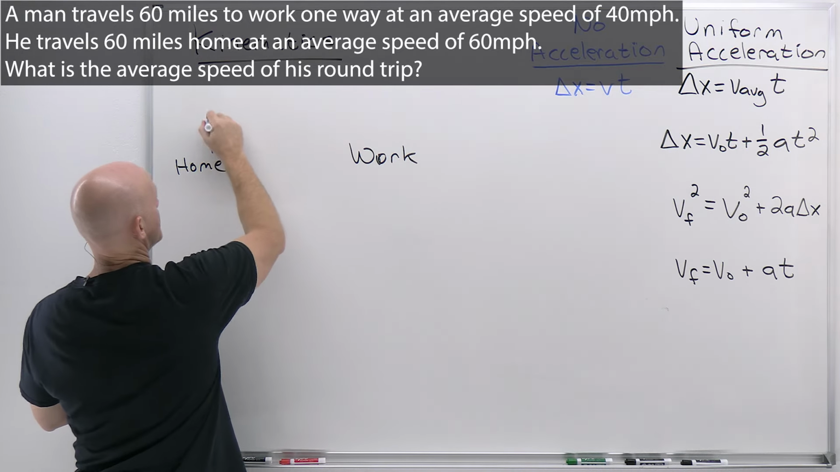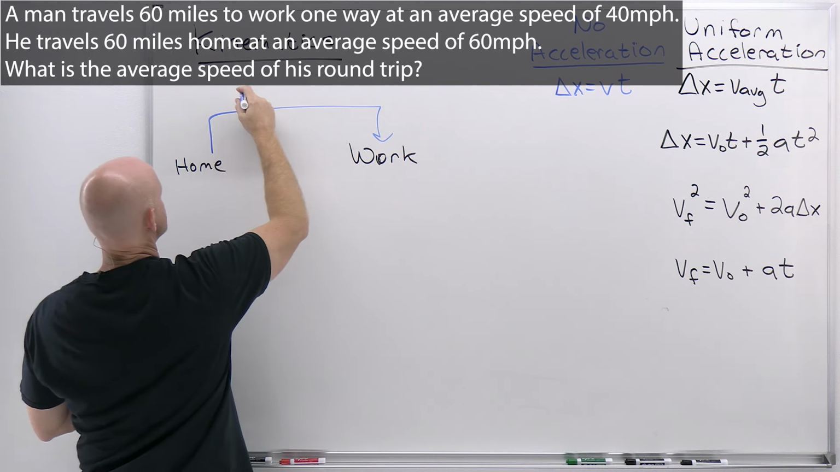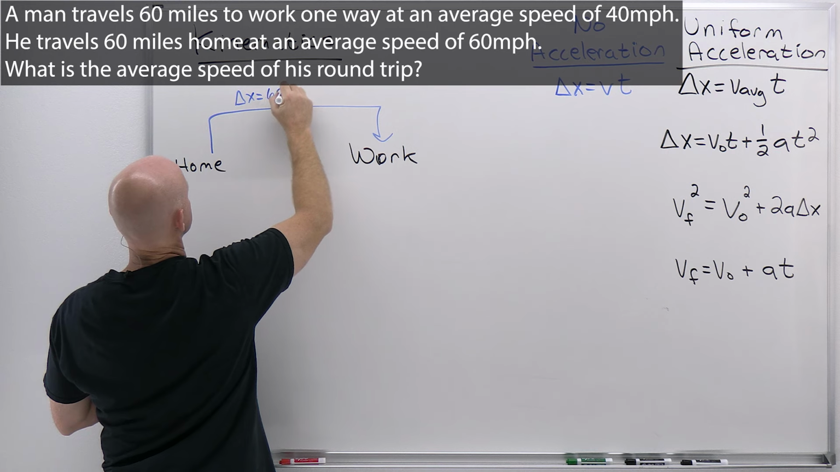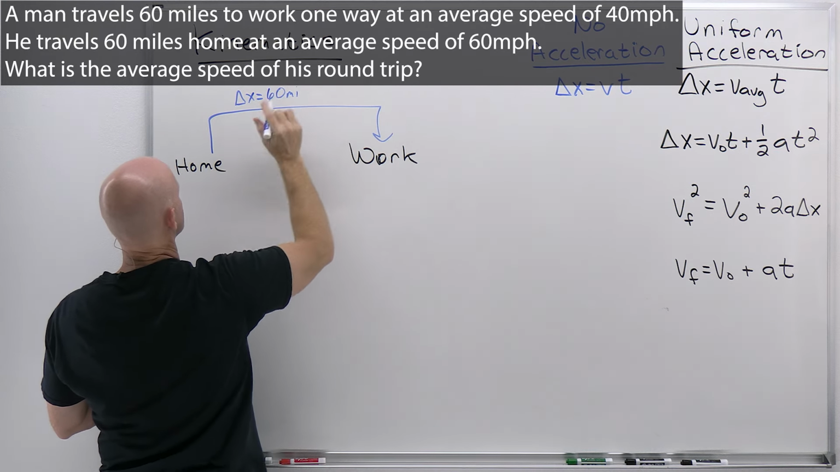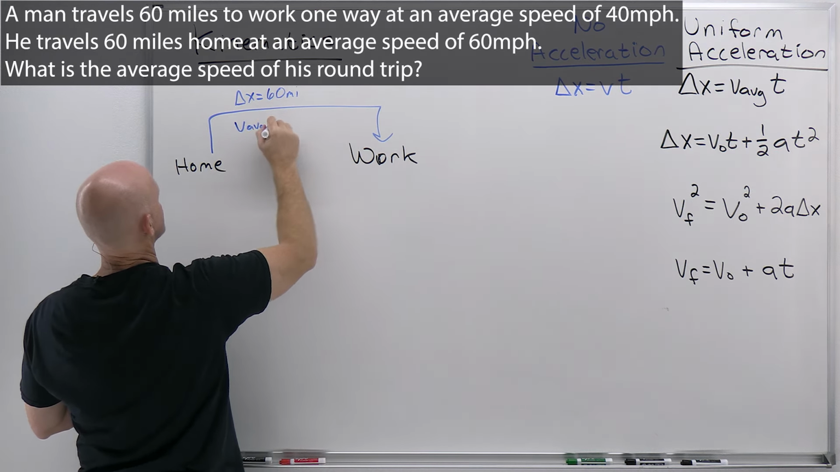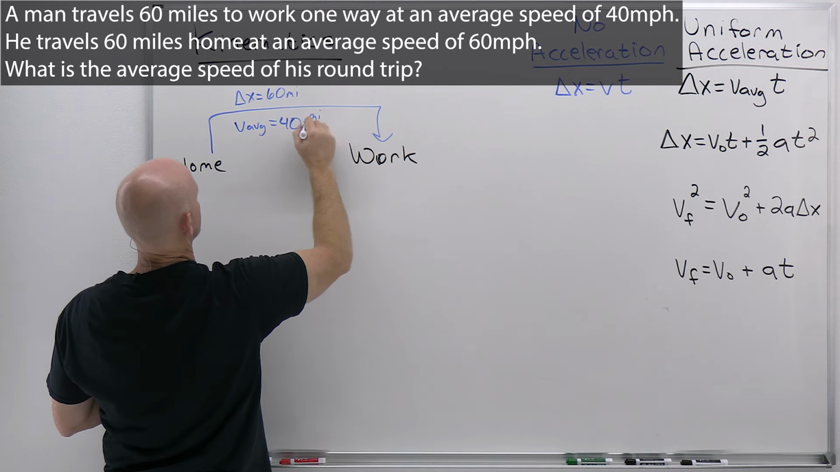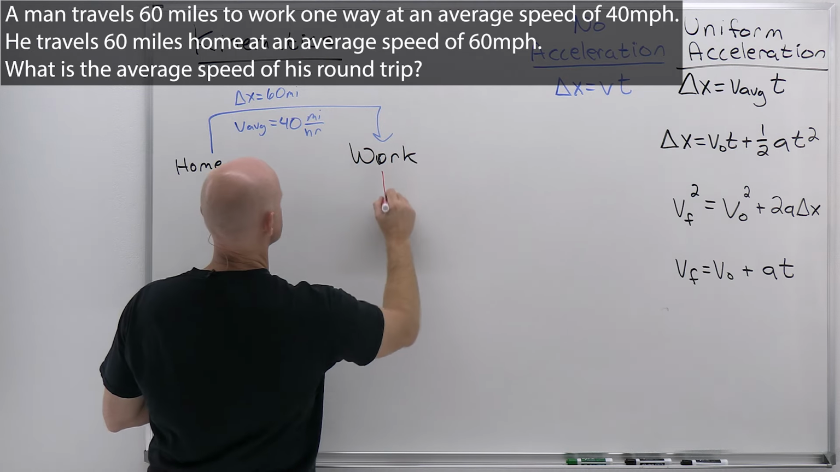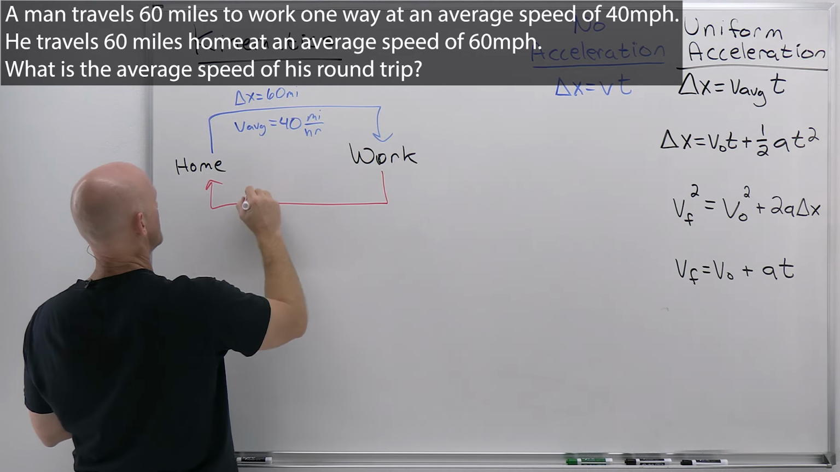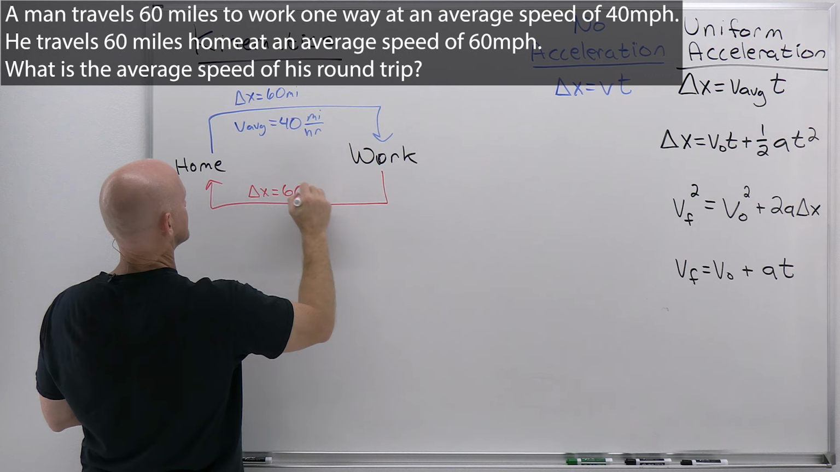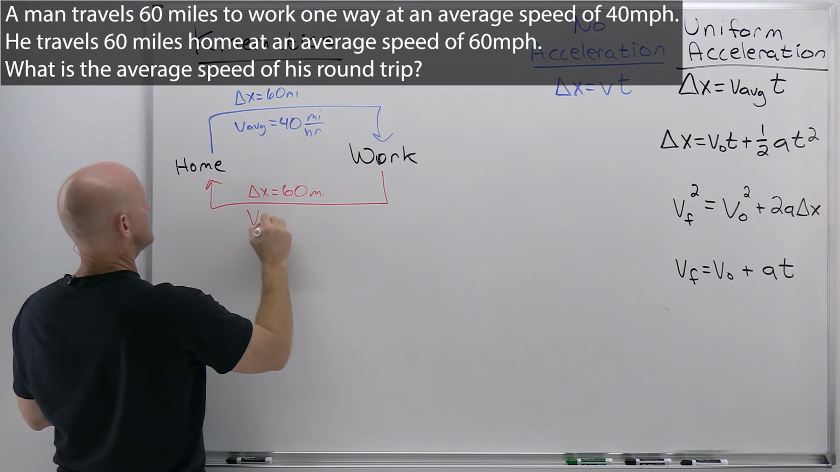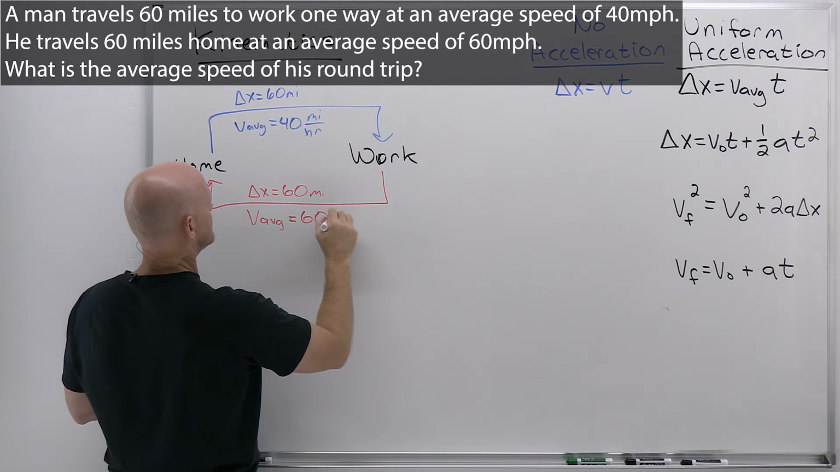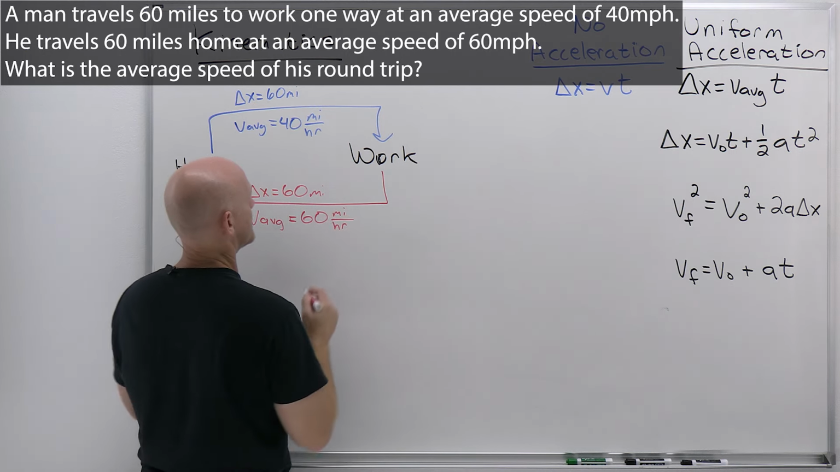And so on his way to work, it's 60 miles to work, so that is a displacement, or distance technically, but displacement of 60 miles. And we're told his average velocity is 40 miles per hour. All right, then on the way home, he's just retracing his steps. It's 60 miles back home. So again, that's a displacement of 60 miles. But now, maybe he's avoiding rush hour or something. His average velocity is now 60 miles per hour.